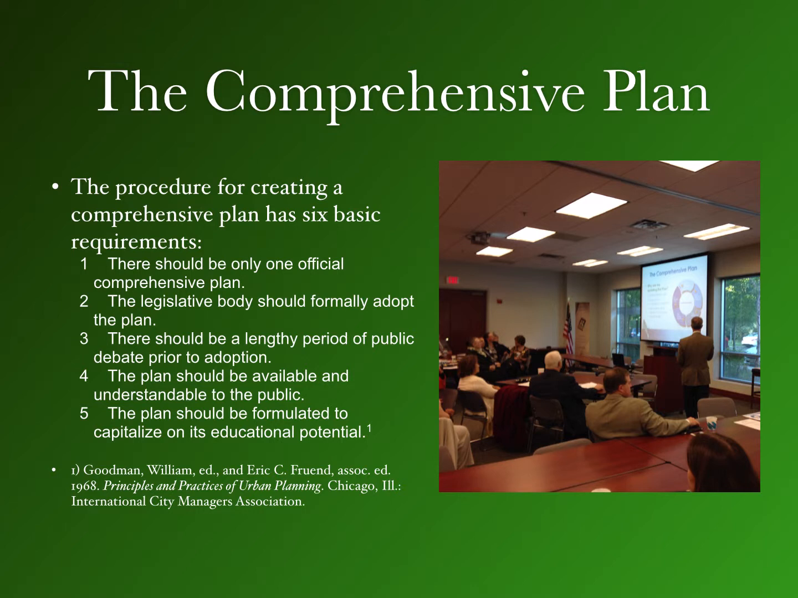The procedure for creating a comp plan has 6 basic requirements. There should be only one official comprehensive plan. The legislative body should formally adopt the plan. There should be a lengthy period of public debate prior to adoption. The plan should be available and understandable to the public, and the plan should be formulated to capitalize on its educational potential.